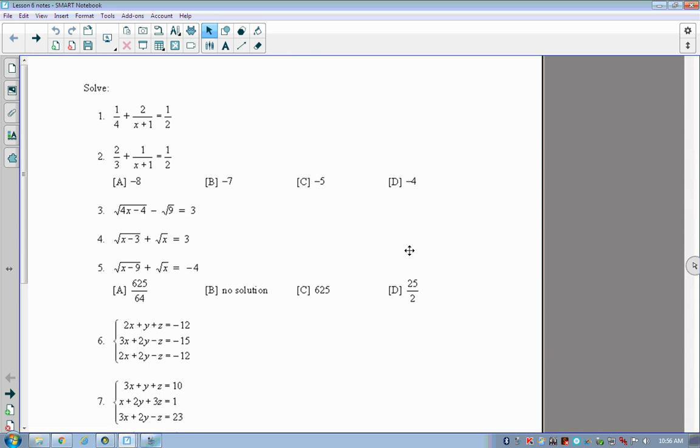I got about 15 minutes. I'm going to cover as much as I can. This is Algebra 3, Lesson 6. Your first test will take place after Lesson 8.